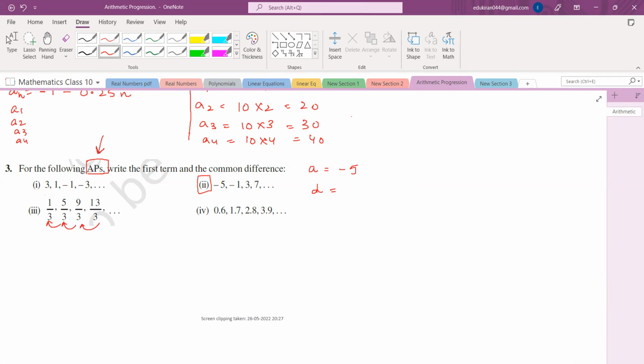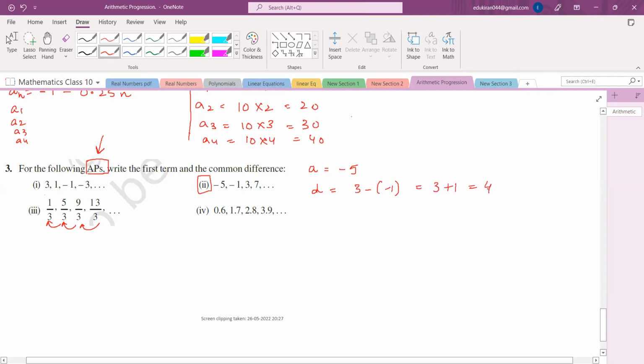All right. Okay. So D is equal to, this is your A1, A2, A3. Any two terms you can take. Let me take 3 minus 1, right? So this is 3 plus 1, which is 4. So your D is 4. That's it.